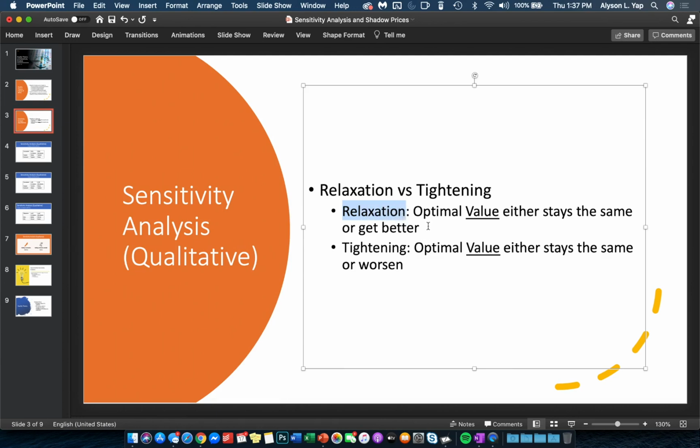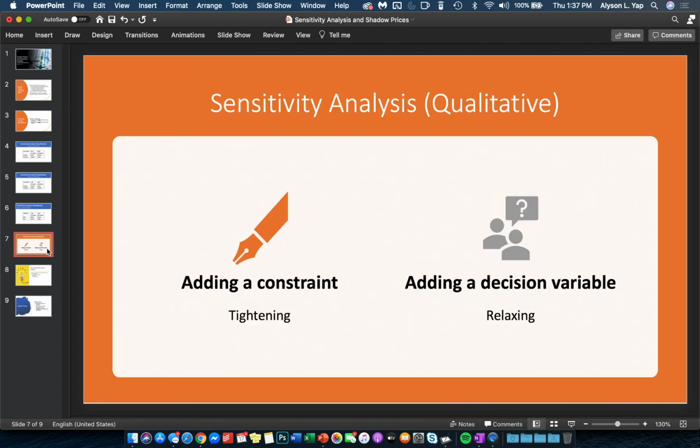If in the additional feasible region you cannot find a better solution, then the optimal value will stay the same. However, in the event that you can find a better solution in the added feasible region, then obviously your optimal value will be better. Okay? And that is why adding a decision variable is always a relaxing process.